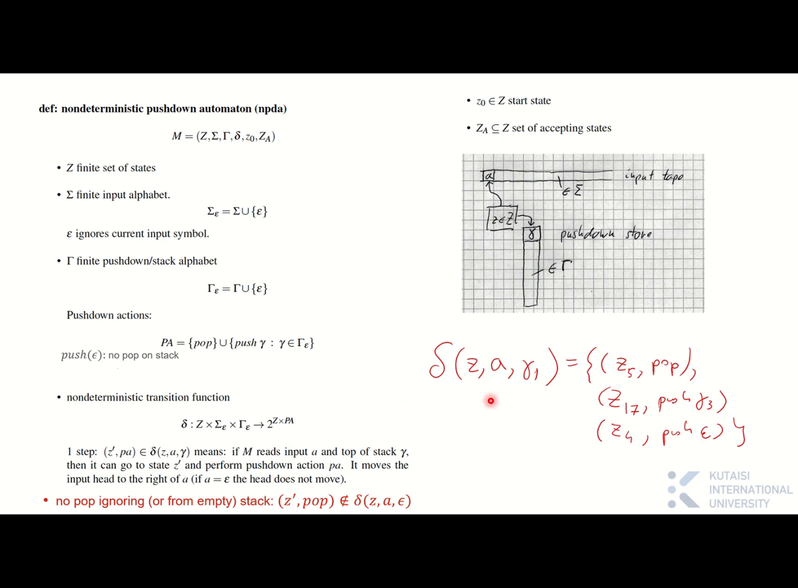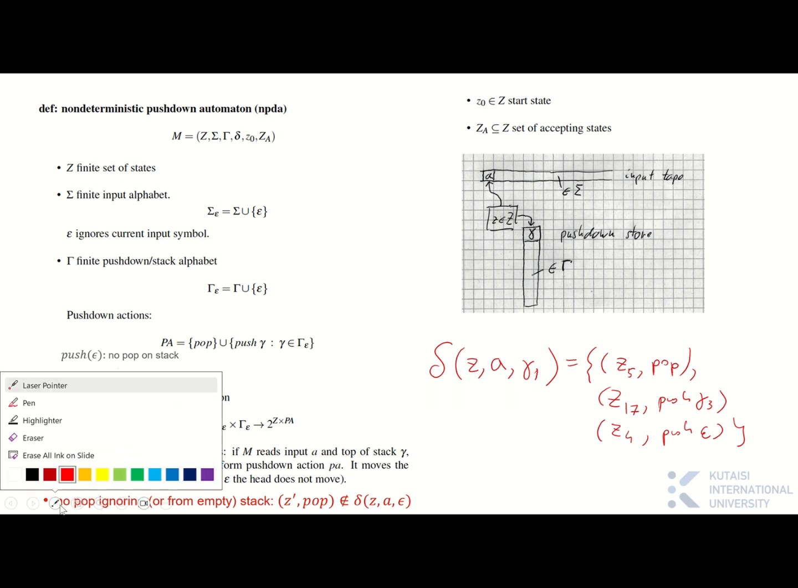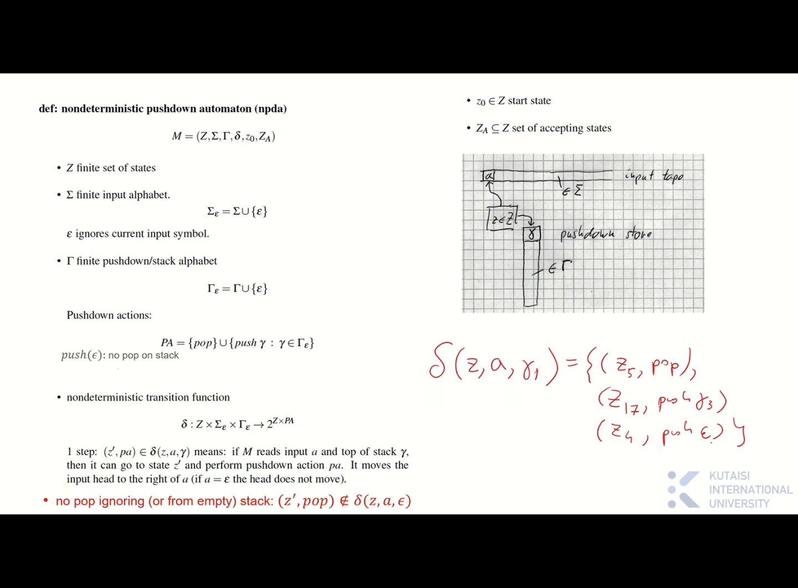This is basically what it is. But now, what this definition allows is for me to have epsilon here as well. So let's try to think what this can mean. The epsilon gamma 1, let's say. What can this mean? So epsilon is empty.